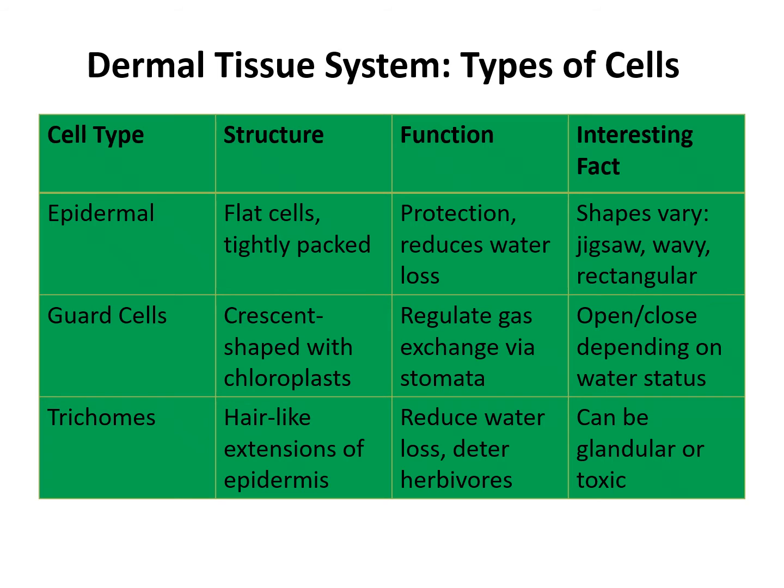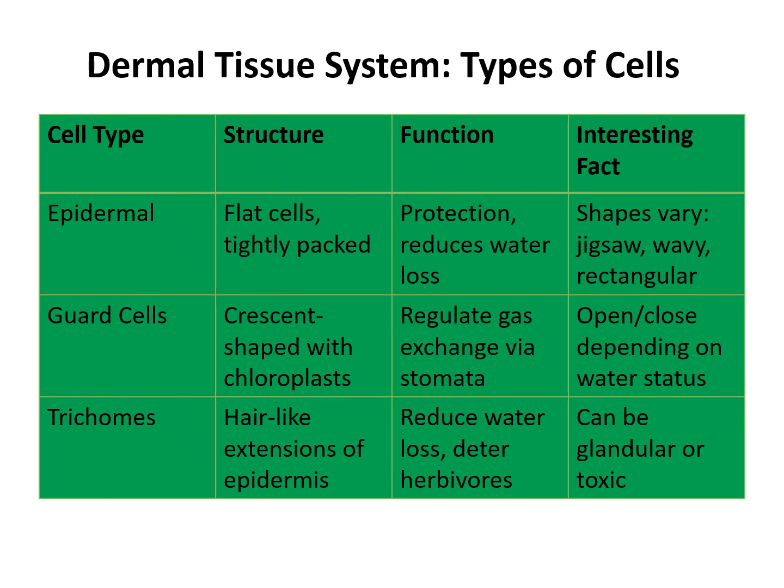The types of cell which are found in dermal tissue system are namely epidermal cells, guard cells and trichomes. Where are they present? Towards the periphery of the plant part. So when we take a transverse section, the outermost layer will be of dermal tissue system. If we compare the structural aspects, epidermal cells are flat cells tightly packed and they are meant for protection. They reduce water loss. That's how they save cells from the water loss during transpiration.